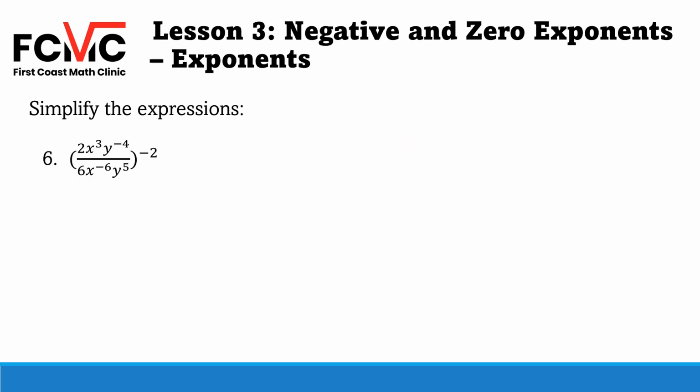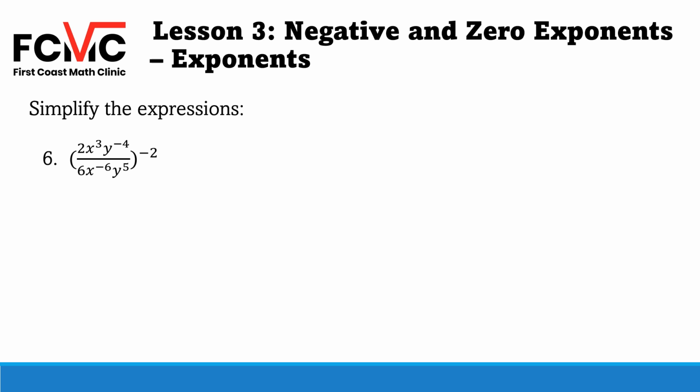For example 6, we've got an expression inside a set of parentheses and then a negative exponent outside of the parentheses. So what I like to do here is let's simplify everything that's inside the parentheses and then take care of that negative exponent last. There's a couple different ways you could do this. I'm going to simplify everything inside the parentheses first and then take care of the negative exponent last.